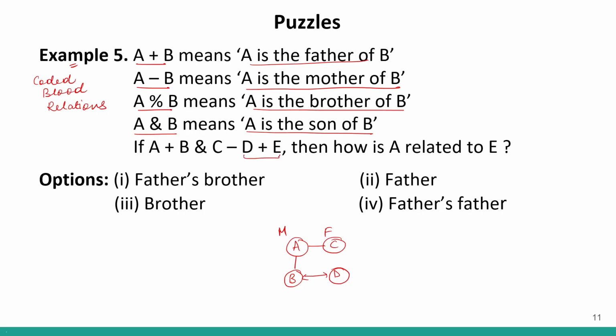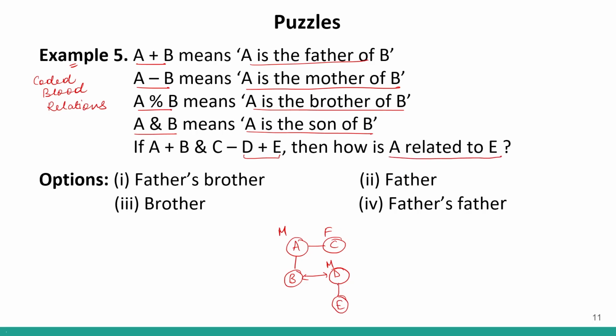Moving forward, D plus E means D is the father of E. D has a child, so D is male. Okay, so now the genders of B and E are unknown. We have to find out how A is related to E.